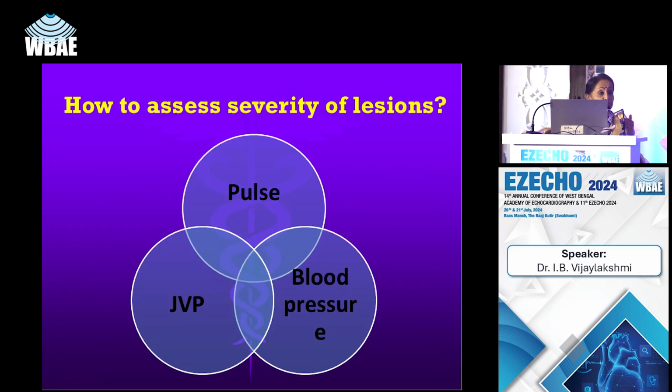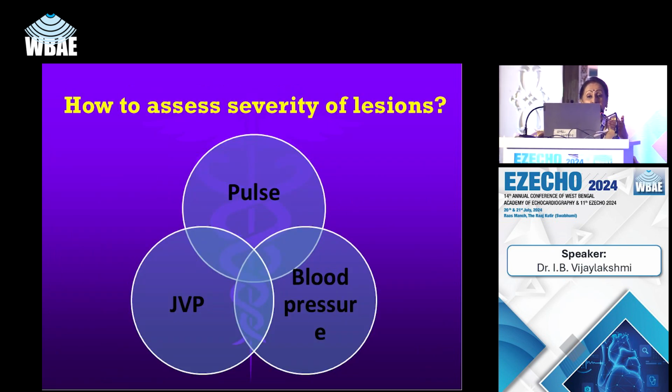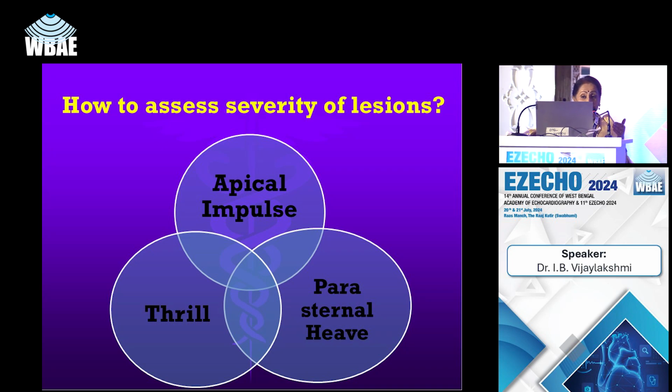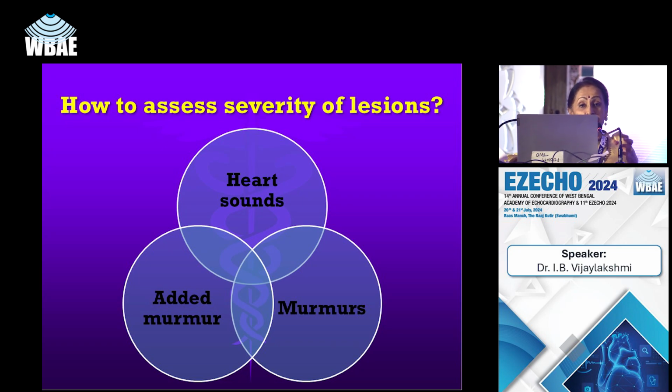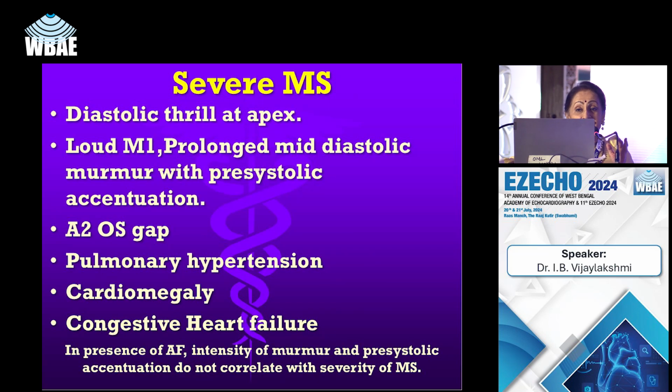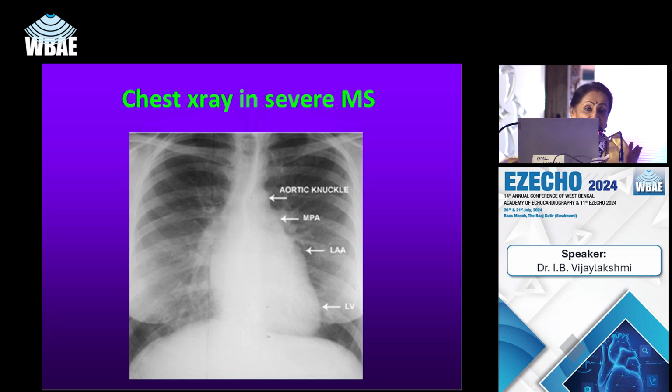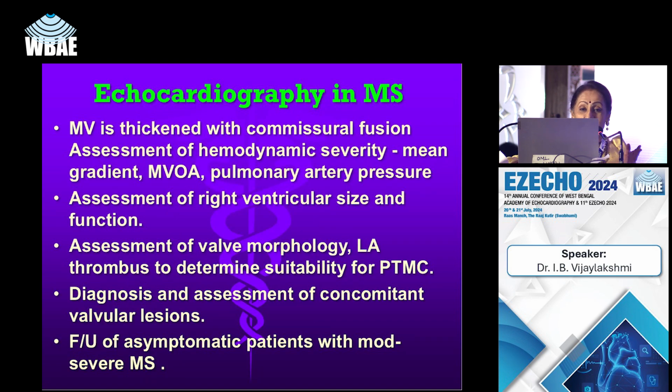Pulse, JVP, blood pressure are not given here, and the apical impulse, thrill, and parasternal heave are also important. Then heart sounds and added murmurs are also important. Now we'll come to the discussion of the case. A diastolic thrill at the apex is important, but since we are discussing echocardiography, all these things may not be important here; still, for any student, you should remember the basics. When we were students, we were taught about straightening of the left heart border in the X-ray and the cardiac salute, and with the advent of echocardiography that has all disappeared now.